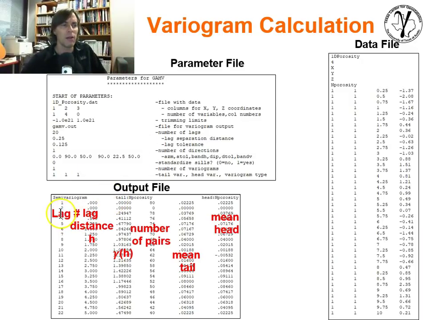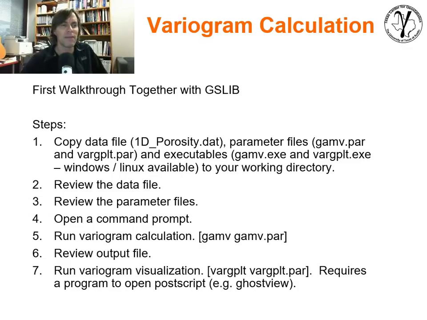The output file would be the semi-variogram lag number, the lag distance, the variogram value, the number of pairs. This is important because if you have a point that has no pairs, you shouldn't include it. And then the mean of the tail and the mean of the head, so you can check whether or not you have a stationary mean for that one. So we can use that information and go ahead and try to run GeoSlib.